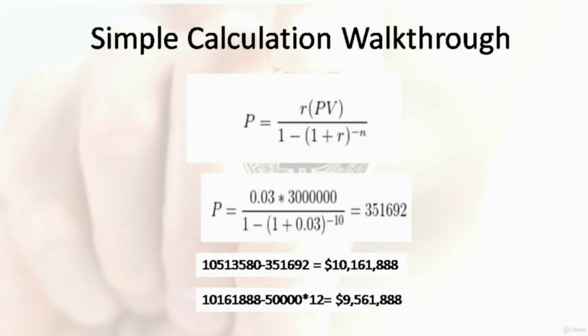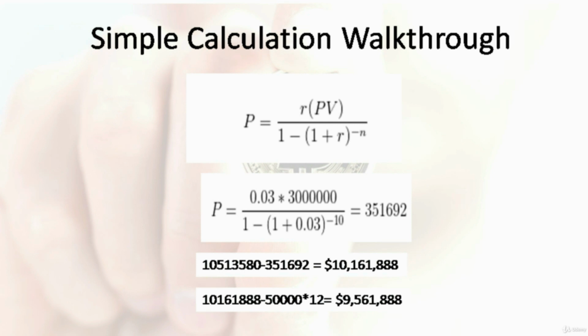Now, if we need to borrow from the bank these $3 million at 3% in 10 years, then we need to use the loan payment formula, which is P equals R times PV divided by 1 minus (1 plus R) to the power of minus N, where PV is present value, R is the rate per period, and N is the number of periods. Let's say that there are yearly payments, so for 10 years, so N will be 10.